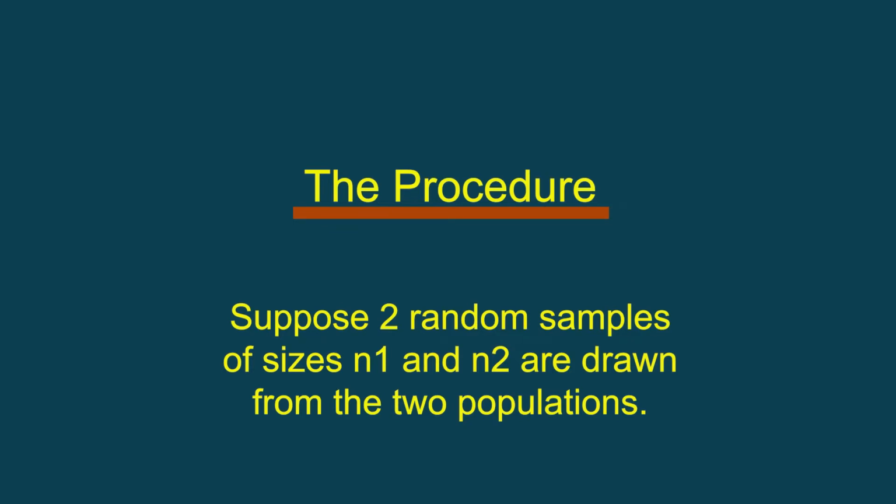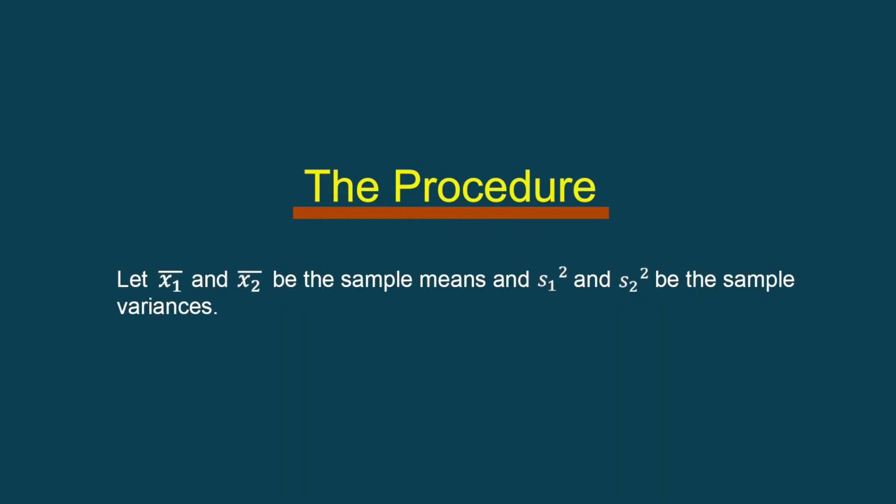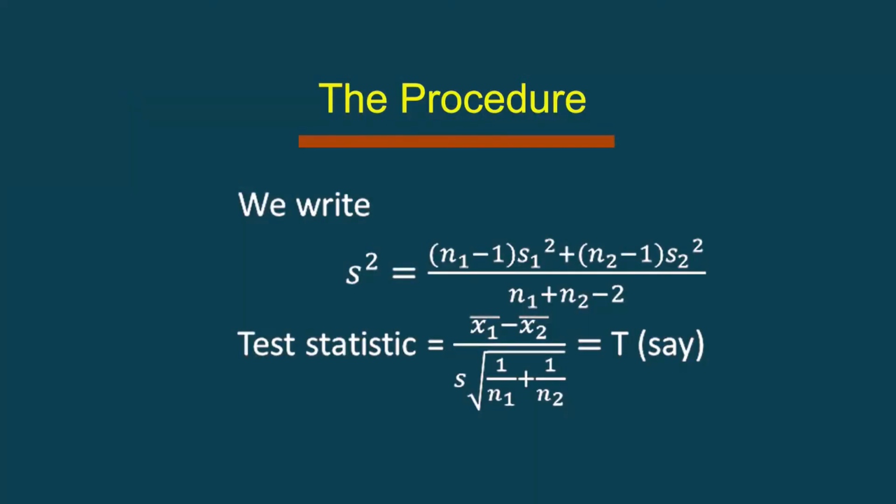Suppose we draw two random samples of sizes n1 and n2 from these two populations, and the random samples are to be drawn independently. x1 bar and x2 bar are the sample means, while s1 square and s2 square are the sample variances. We will not repeat the formulae for means and variances anymore because we have already come across these formulae. Then we calculate something called s square. You can see on your screen, it is (n1 minus 1) into s1 square plus (n2 minus 1) into s2 square, the whole thing divided by n1 plus n2 minus 2. This is called the pooled variance.